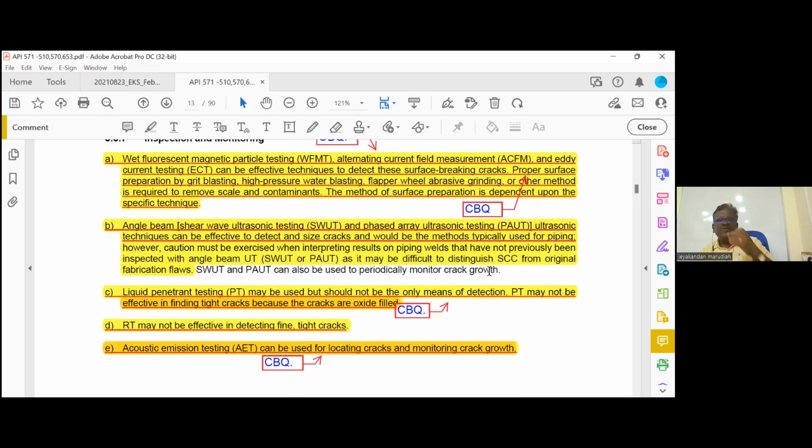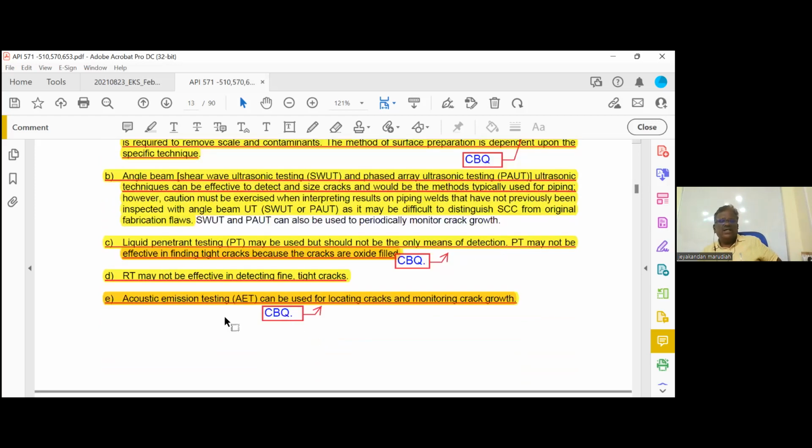Then PT may be used but should not be the only means of detection. PT may not be effective in finding tight cracks because the cracks are oxide filled. That is a closed book question. RT may not be effective in detecting fine tight cracks. And again, acoustic emission can be used for locating cracks and monitoring crack growth. If you want to monitor the crack growth, you have to go for acoustic emission.